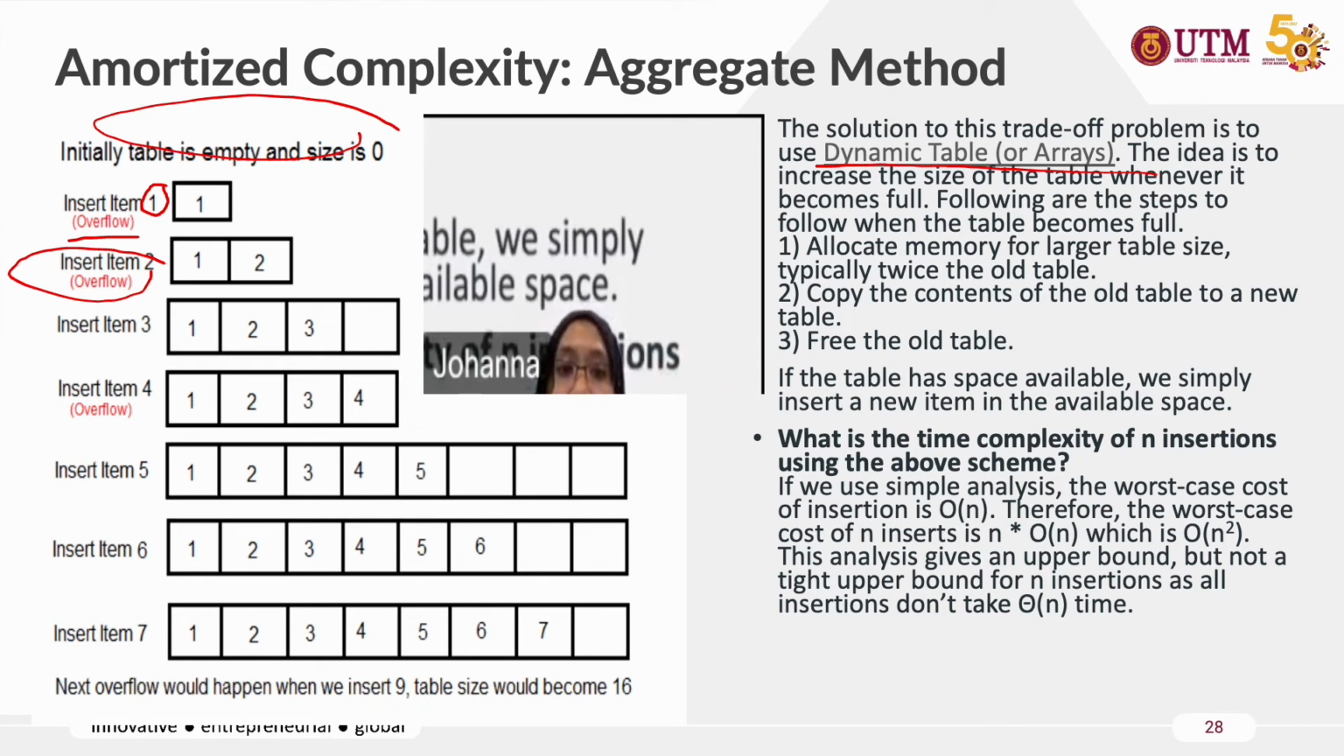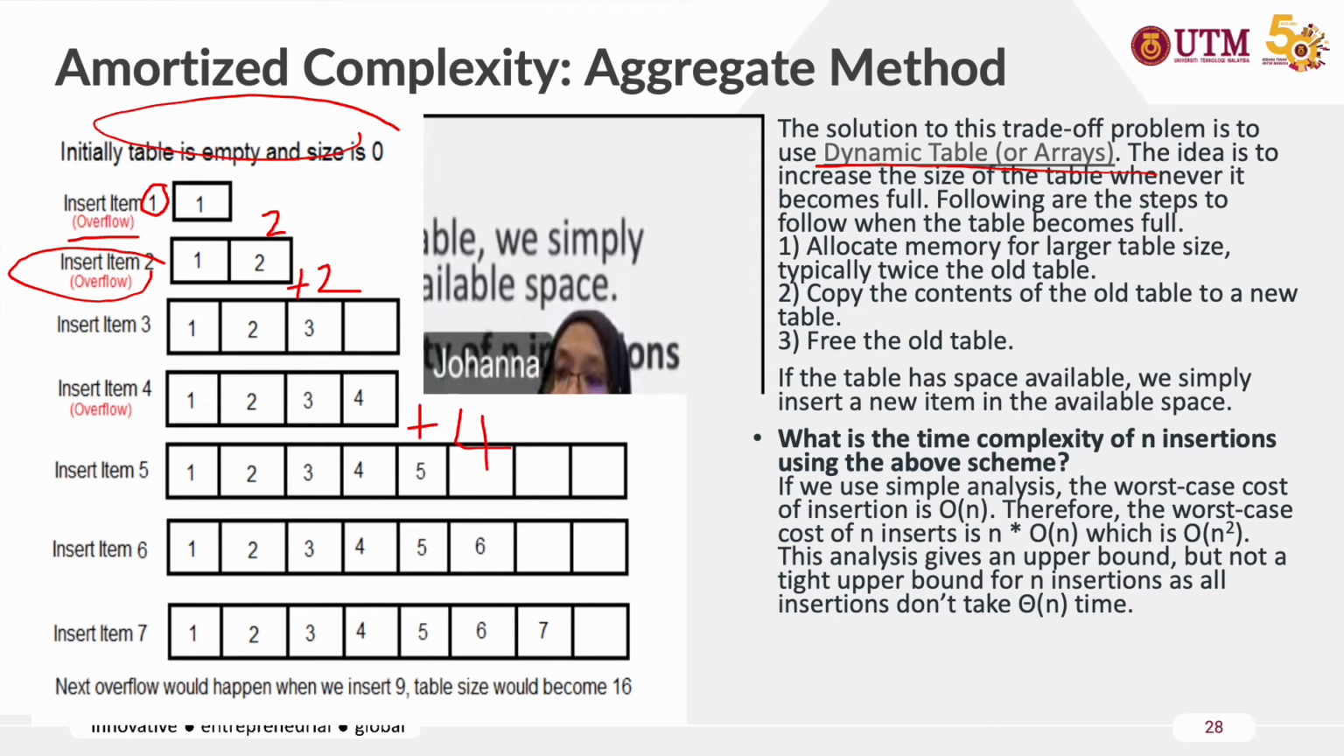Now, by the time you want to insert the third item, it will be 2 plus 2, so there are actually 4 slots here, okay. So if you want to insert the third item, no problem. But if you want to insert the fourth item, now it will become overflow, because the size now is 4. So it will be 4 plus 4, so that's why here you will have 8 slots.